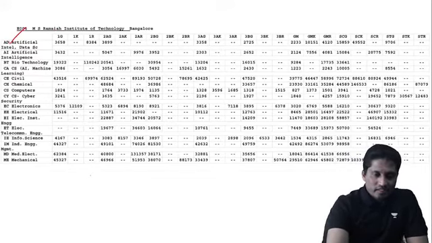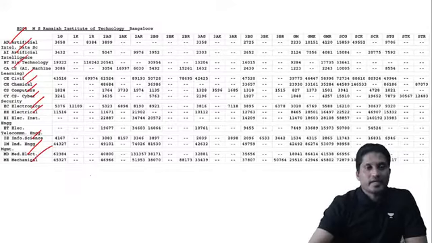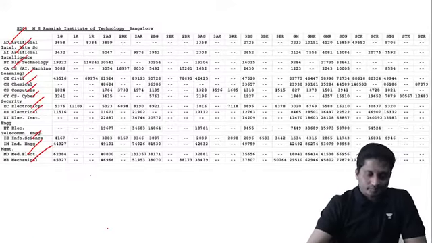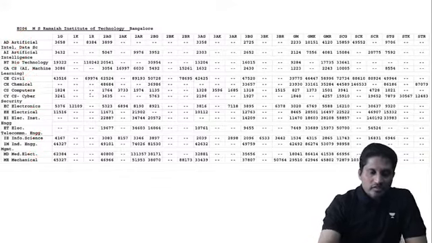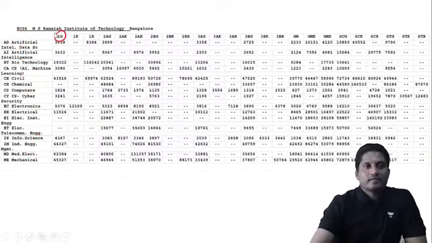See, artificial intelligence, AI, CS, civil, chemical, computers, cyber security, electronics, electrical, info science, mechanical. So based on that only. Right, so see, 1G stands for category one general.